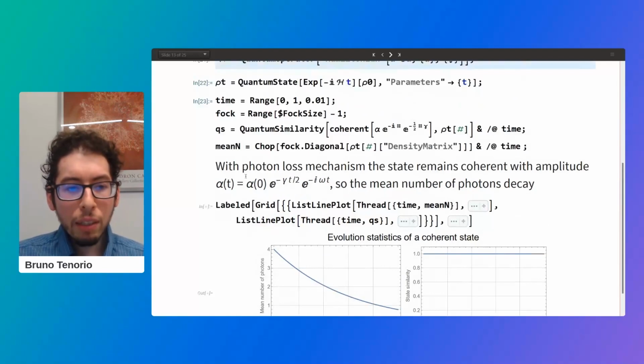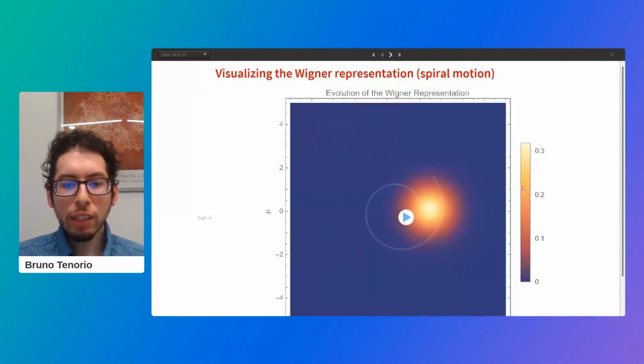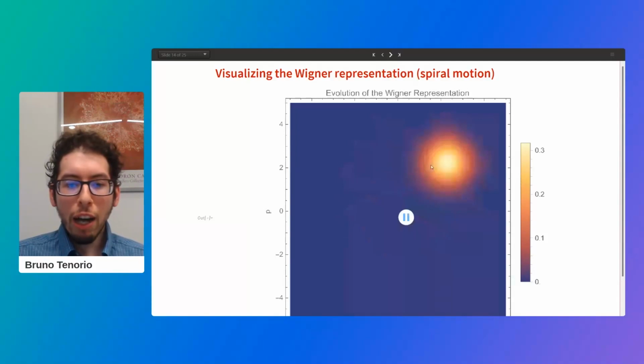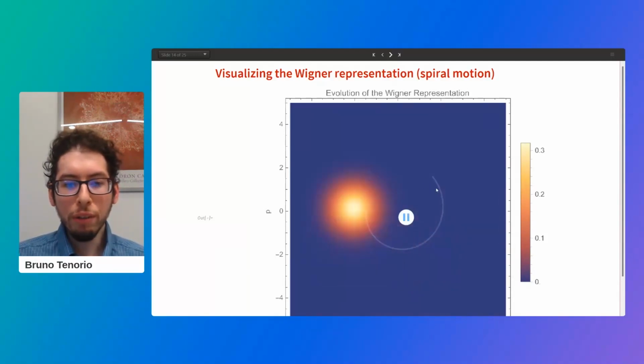But having this behavior of the complex amplitude, we can get a nice visualization of this, because the complex amplitude will rotate and will also approach the origin because of this exponential decay factor. So we can show this evolution of the Wigner representation. We can see it has the same shape because it remains coherent, but it will spiral towards the origin.